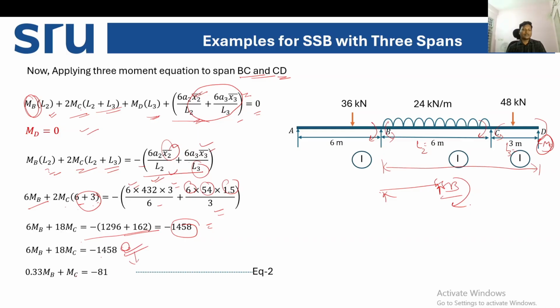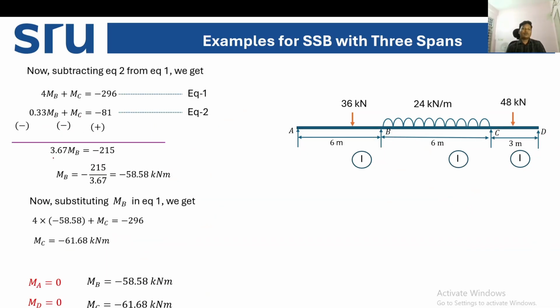Further, if you simplify this equation in terms of MC, divide this equation by 18. So it is 0.33 MB plus MC is equal to minus 81. So this is your equation 2. Now we have two equations. The first equation is 4MB plus MC is equal to minus 296, that is equation 1. The second equation is 0.33 MB plus MC is equal to minus 81. This is your second equation.